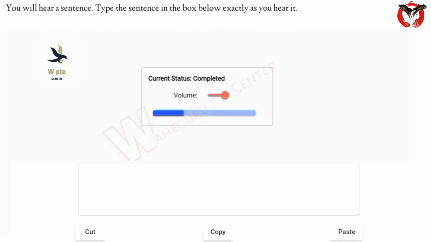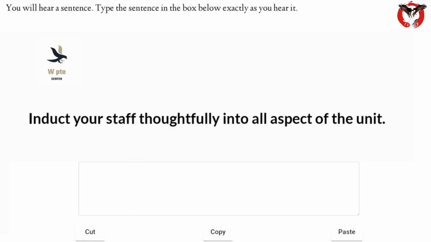Induct your staff thoughtfully into all aspects of the unit.